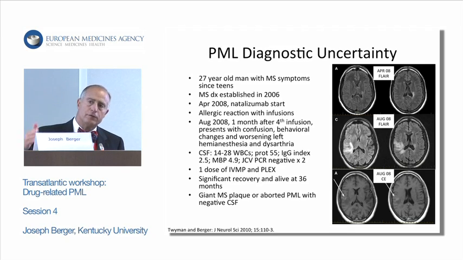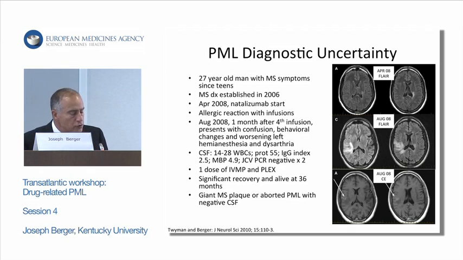With every infusion of Tysabri, he had an allergic reaction, and the doctor who was caring for him after the 4th infusion said, I don't think I'm going to continue it any longer. In August of 2008, 1 month after his 4th infusion, he developed confusion and behavioral changes. This, by the way, is not typical clinically of individuals with multiple sclerosis: confusion and behavioral changes. He also developed worsening hemianesthesia and increased dysarthria.